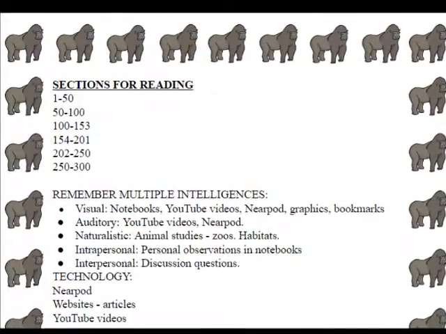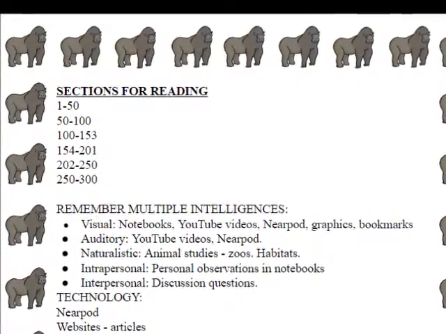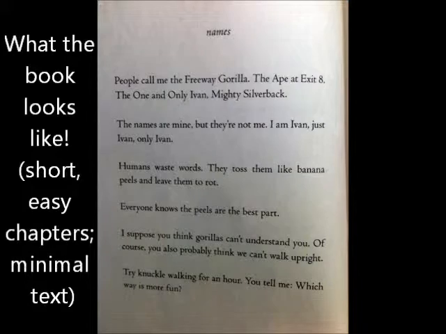So what I did for this unit plan was that I divided the book up into sections of reading. Since it's a fairly easy book to read, there's about 50 pages per section for the kids to read a night, which sounds like a lot, but with the way that the text is set up, it's actually not a lot of writing or reading.